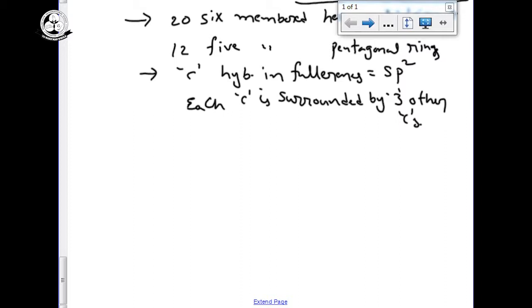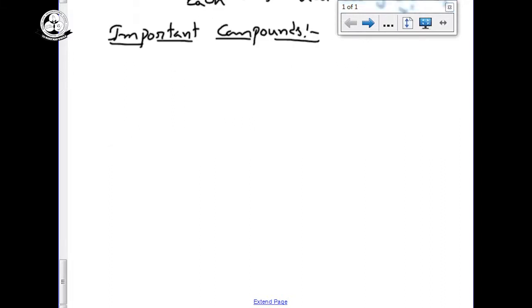Now, the important compounds related to the group 14 elements. Generally, for important compounds we have to discuss the most familiar elements, carbon and silicon. The most familiar element for us in this group is carbon. We are going to discuss some important compounds related to carbon, their preparation and properties.